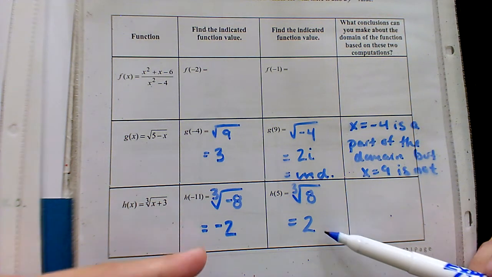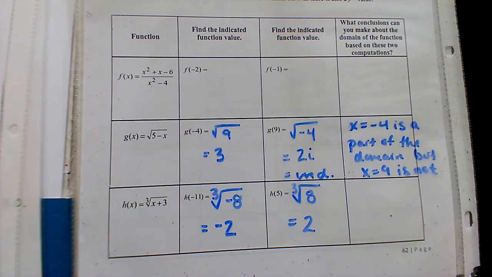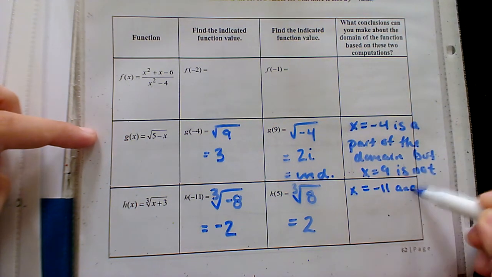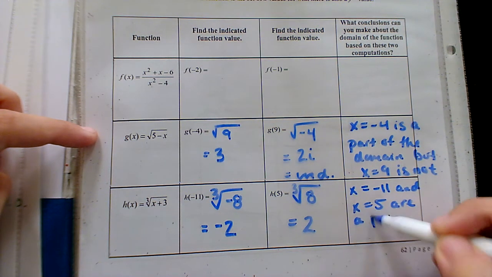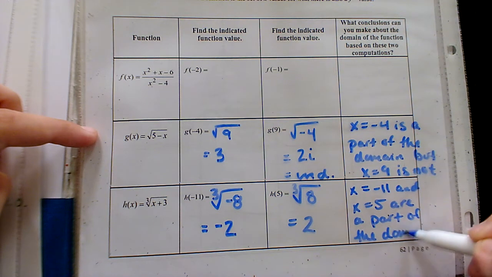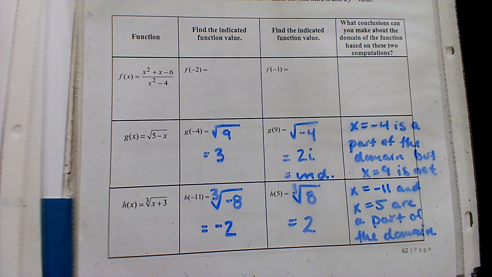So it looks like we got a y value out for both x values, so those x's must be a part of the domain. x equals -11 and x equals 5 are a part of the domain. Maybe we would want to check other values to see if we could figure one out that would not work, that would not give us a y value. But again, I don't feel like checking every single number.